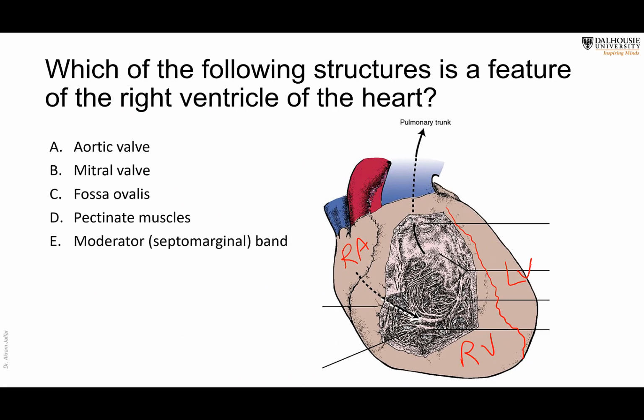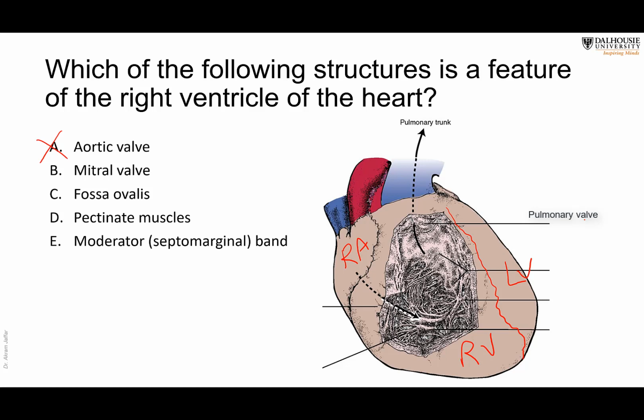Let's go back to the options. The aortic valve is guarding the outflow tract of the left ventricle, so it's not a feature of the right ventricle. In the right ventricle, there is another semilunar valve, and that is the pulmonary valve. The mitral valve is an atrioventricular valve, but located on the left side between the left atrium and the left ventricle. So it is not a feature of the right ventricle.